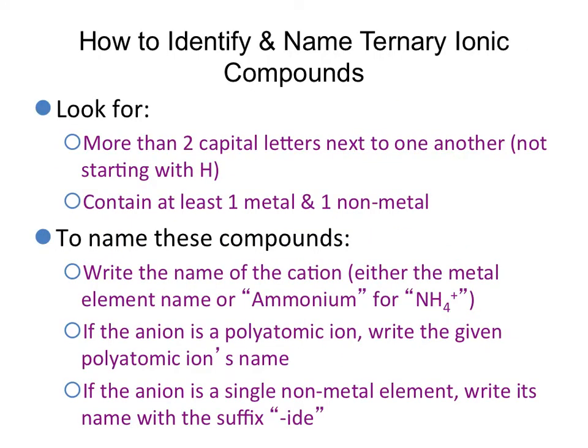So how do you identify and name ternary ionic compounds? We're going to look for more than two capital letters next to one another, or the parentheses, or the NH4 ion, and we're also going to be looking for at least one metal and one nonmetal. To name these compounds, we'll write the name of the cation. That will either be the metal, in which we will use the element name, or the ammonium ion, in which we will use the word ammonium. If the anion is a polyatomic ion, we will write the given polyatomic ion's name, as seen on the reference sheet. If the anion is a single nonmetal element, we will write its name with the suffix "ide."